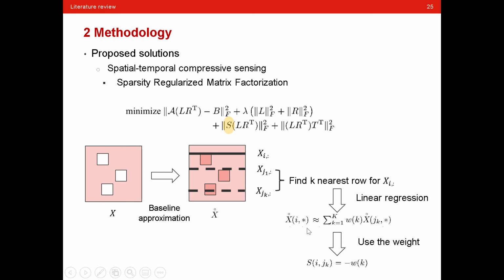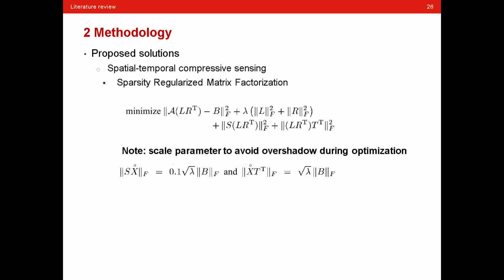So after finding this, they can find that the similarity between row I and J1 can use WJ1 as a correlation factor. So in this way, they can determine the entries of the spatial matrix. And there is another trick that this paper points out: they scale parameters to avoid overshadowing during optimization, because the multiplication of these terms may give results of very different scale, so they do some normalization.